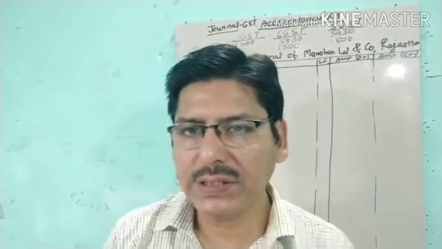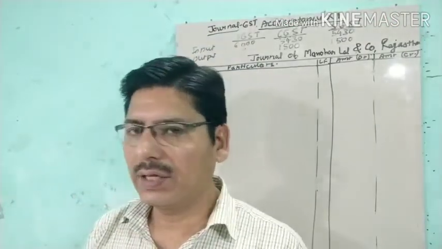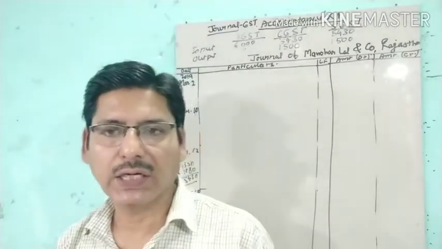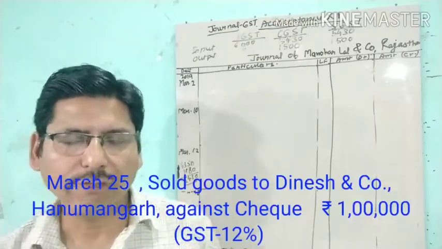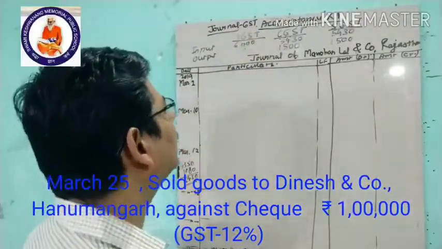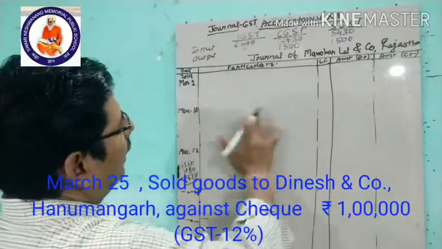One more journal entry is there. Sold goods to Dinesh company against check, goods worth 1 lakh rupees of 12% category. So goods were sold and the amount has been received.